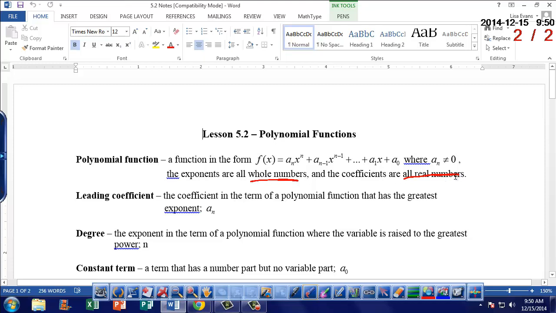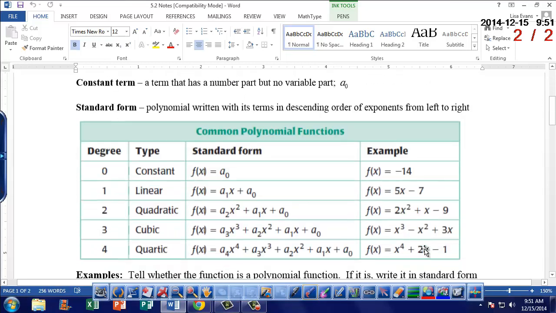The leading coefficient is the coefficient in the term of a polynomial function that has the greatest exponent. So we're going to look at the term that has the greatest exponent and look at what that coefficient is. The degree is the exponent in the term of a polynomial function where the variable is raised to the greatest power. We're going to talk about this as well. And the constant term is a term that has the number part but no variable part. We have some names that you do need to recognize.